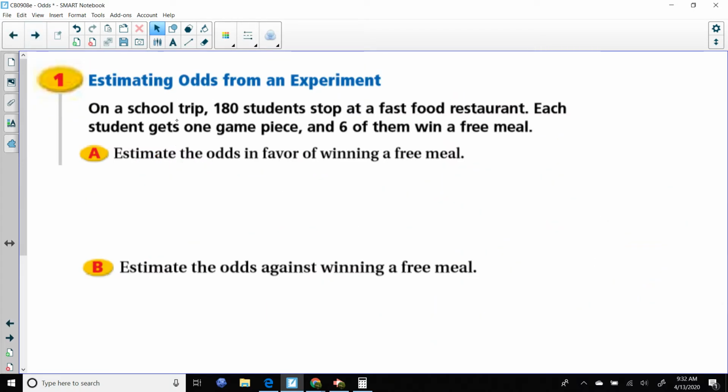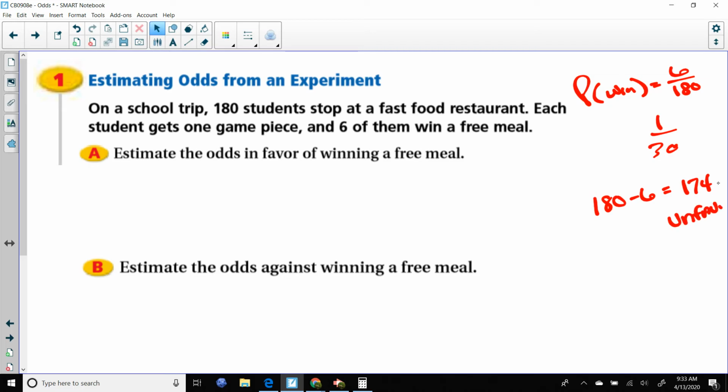We end up with, on a school trip, 180 students stop at a fast food restaurant. Each student gets 1 game piece, and 6 of them are going to win. So what we're really looking at for our probability of winning, you have a 6 out of 180 chance. That's going to reduce down to 1 over 30, which is some number I don't feel like calculating. But that would be the probability. We're not doing probability today. What we're looking at is the favorables over the totals. Since the total is 180, we're going to do 180 minus 6 to find out the unfavorables. So here's my unfavorable, it's 174.